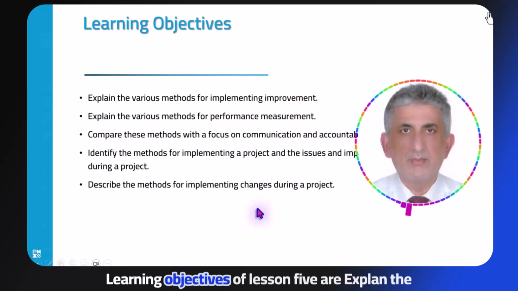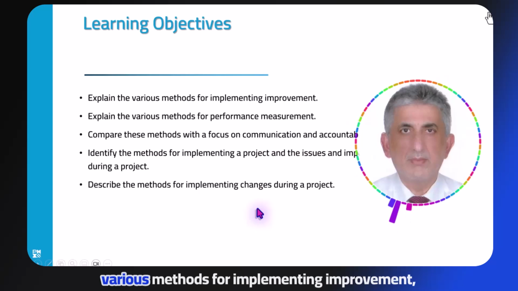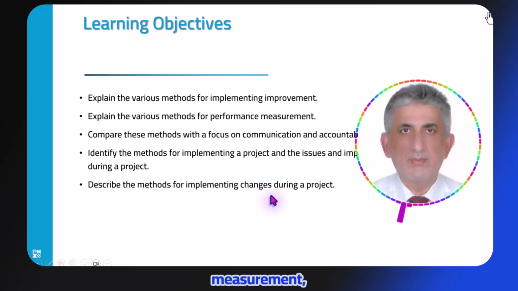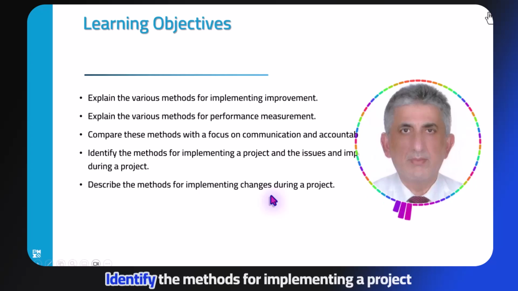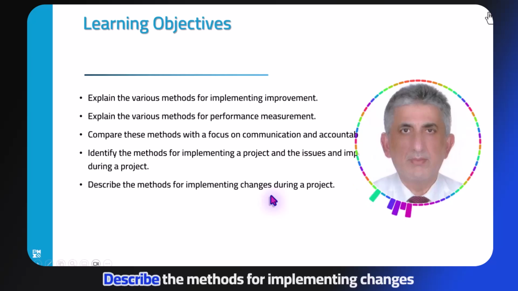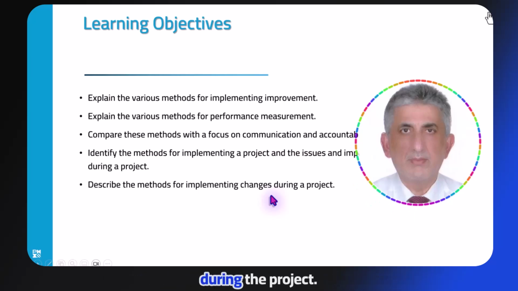Learning objectives of Lesson 5 are explain the various methods for implementing improvement, explain the various methods for performance measurement, compare the methods with a focus on communication and accountability, identify the methods for implementing a project and the issues and impediments that arise during the project. Describe the methods for implementing changes during a project.